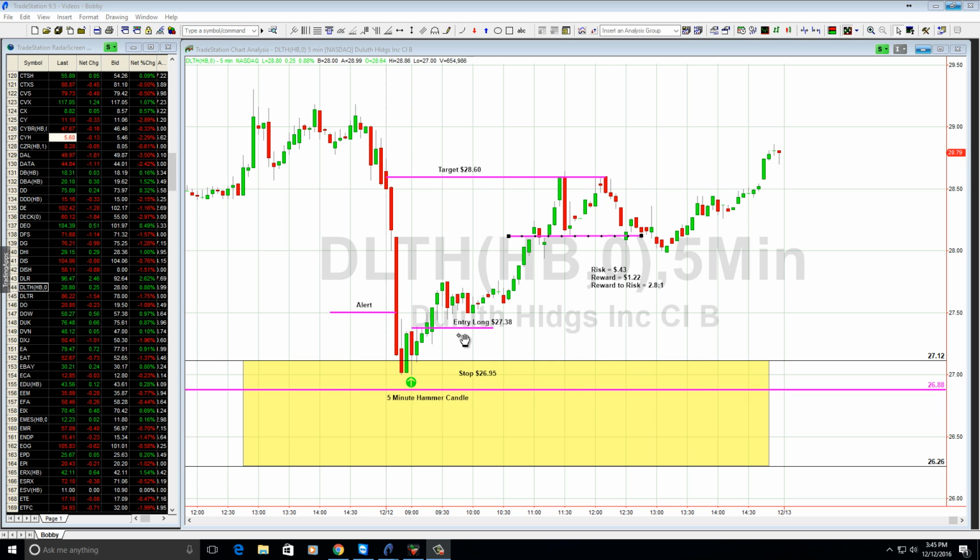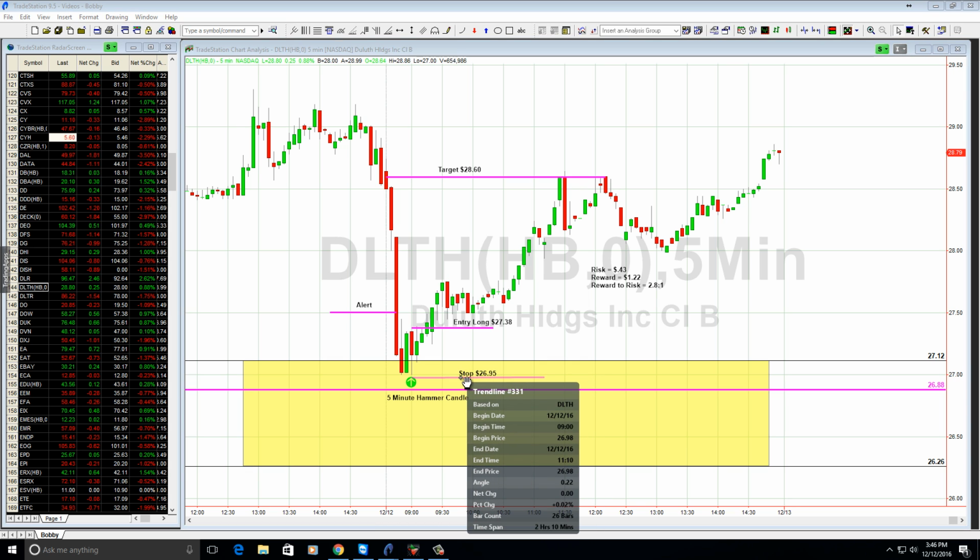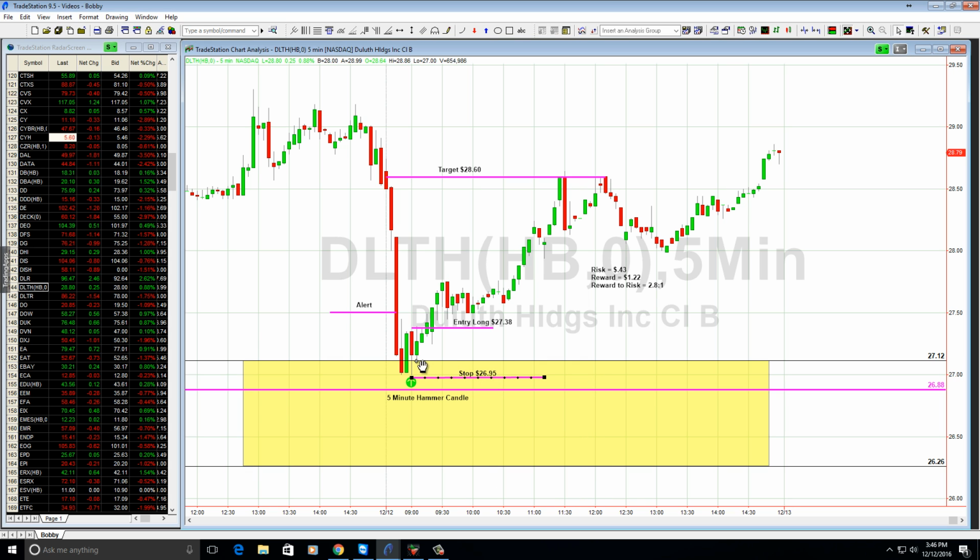Okay, so the entry would have been at 27.38, our target 28.60. That's a risk of 43 cents because our stop is going to go right down here below this bullish candle. Okay, so our stop would be $26.95. So that gives us a risk of 43 cents, a reward of $1.22. That gives us our reward to risk of 2.8 to 1.